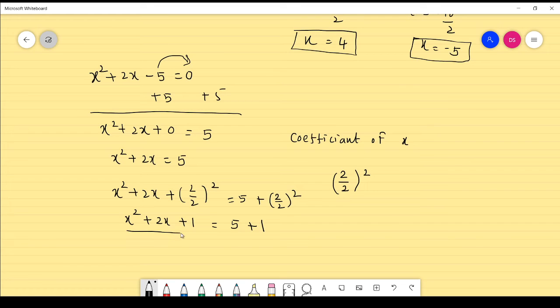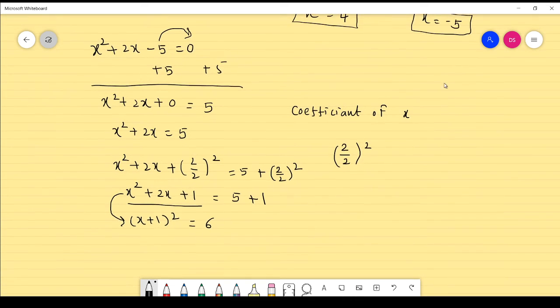So what is this? This is a complete square. What square is it? It is nothing but (x + 1) whole squared, right? Instead of x square plus twice x plus 1, I can replace it by (x + 1) bracket square, which will be equal to 6, right?